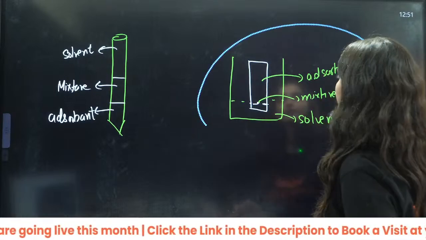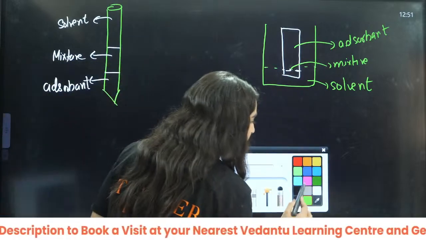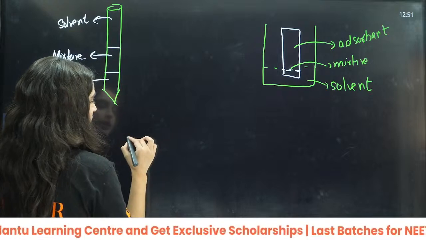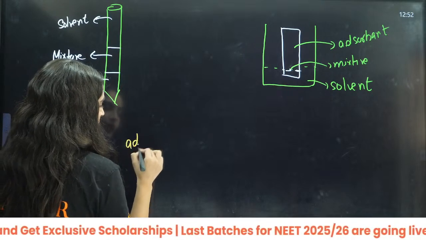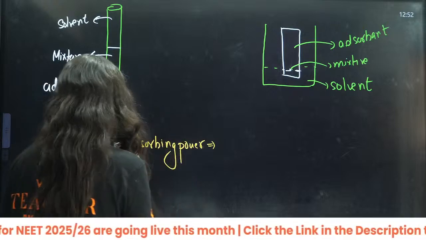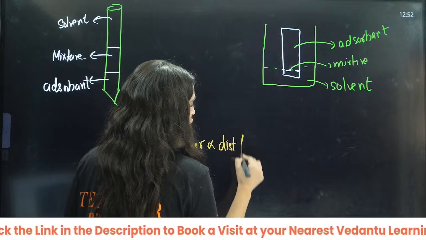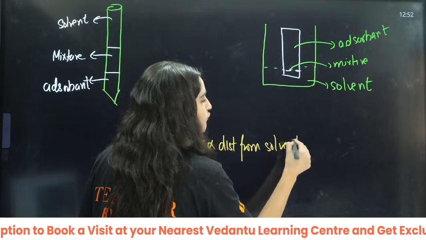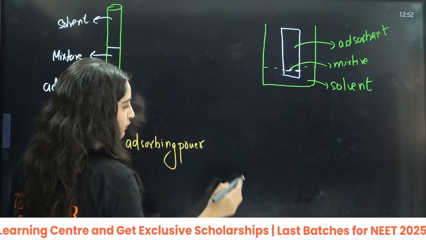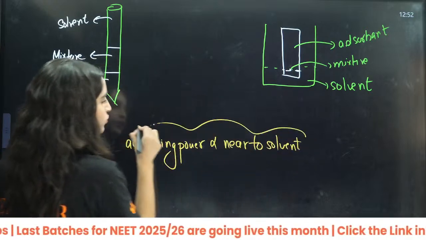I told you one thing, that if they ask you the adsorbing power, you just need to remember one thing that will be applicable to both the cases, right? And what was that thing? Adsorbing power is directly proportional to distance from solvent. Adsorbing power will be more for that one which is near to solvent, okay, which is near to solvent.